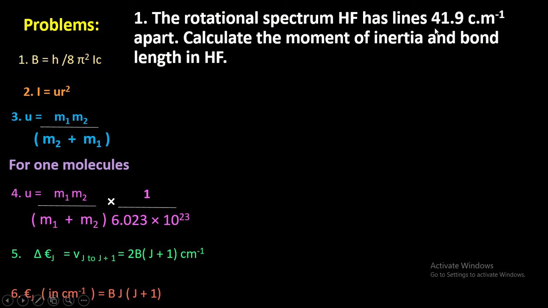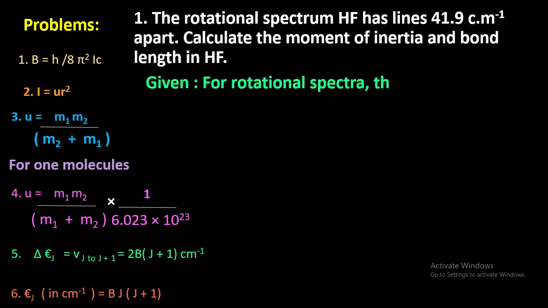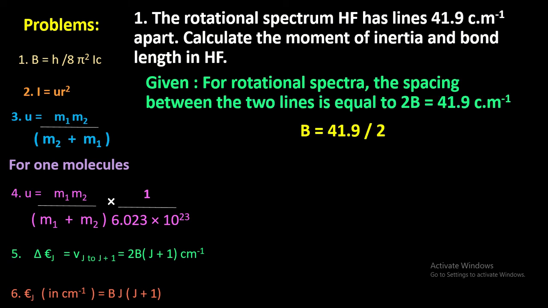दोस्तों, इस प्रॉब्लम में हमें लाइन का सेपरेशन दिया है और दो लाइन का सेपरेशन हमेशा 2b होता है दोस्तों, हमने ये देखा है. Therefore, हमें 2b की वैल्यू दी है. 2b equal to 41.9 per centimeters. Therefore, b equal to 41.9 upon 2. But b equal to h upon 8 pi square I into c. Therefore, I equal to h upon 8 pi square b into c.